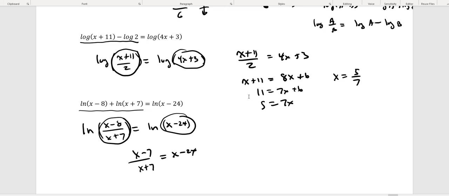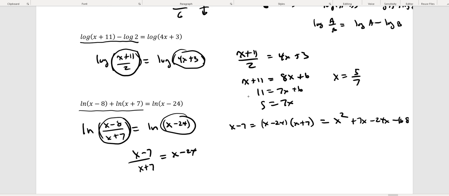Oh boy, this one's looking like we're going to end up quadratic. So multiplying both sides by x plus 7. So let's see, first, outer, inner, last. What does that come out to be? 168, I believe. I'm going to think about that for a minute. 28, yeah, I think that's right.